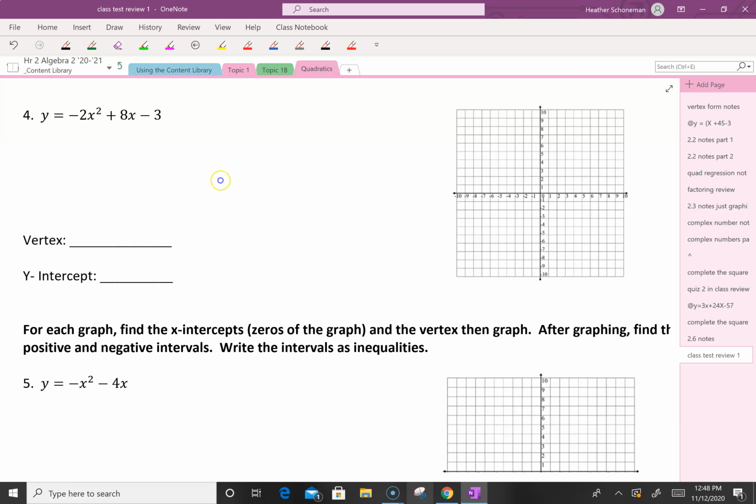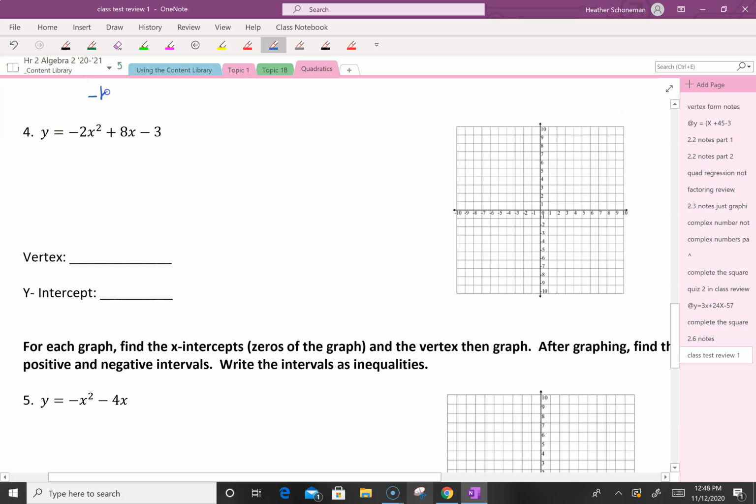So the vertex, I can find the x-coordinate by taking the opposite of b over 2a. So this is a, b, and c. So the opposite of b would be negative 8 over 2 times a, which is negative 2. So I have negative 8 over negative 4, which is 2. So my vertex is 2 something. Now I need to find the y by plugging it in.